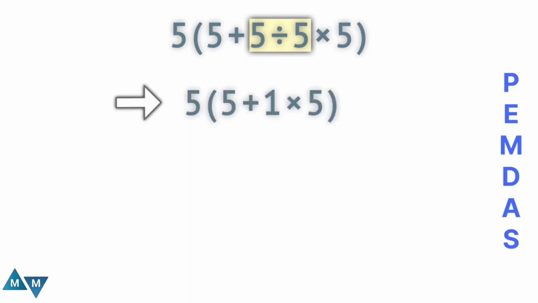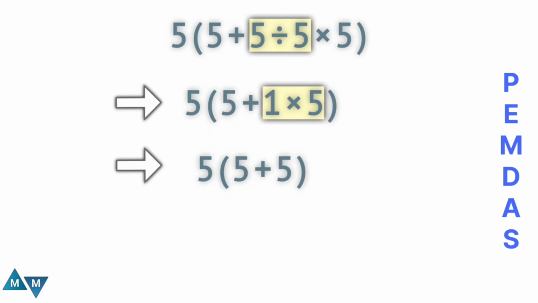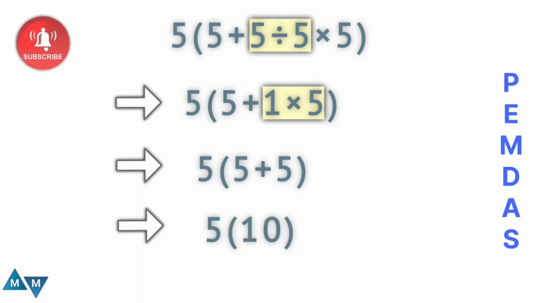So again, we are still working inside the parentheses. So now we have 5 plus 1 times 5. Since multiplication has a higher priority, 1 times 5 will be our next move, which is equals to 5. Again, we're still working inside the parentheses. So we have 5 plus 5, which is equals to 10.